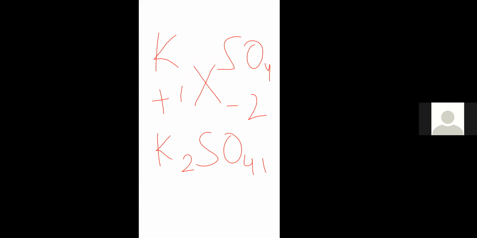No, because if the subscript is 1, then it is not written. This is potassium sulfate. All right. Now, have you got the confidence? Then you can make the formulas.